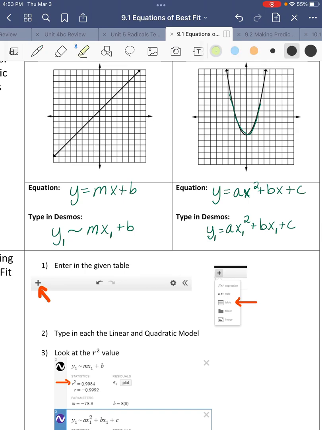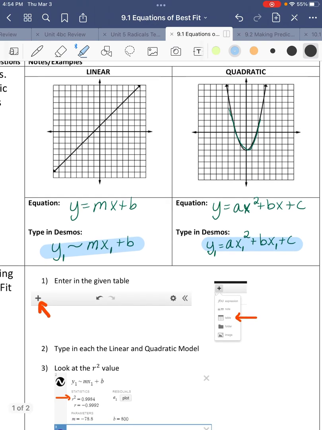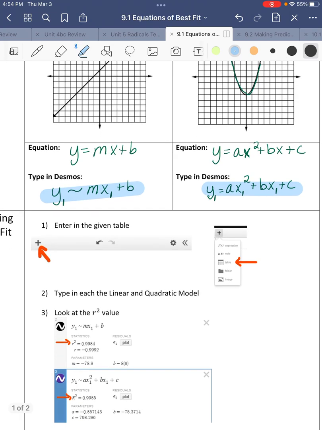So in Desmos, the Desmos is going to help us out a ton. We're going to be typing in both the equations, and then we're going to use what data we get from it. So the Desmos is going to be awesome. It's going to give us a lot of information, and I'll work through it with you how to get the information out that we need.